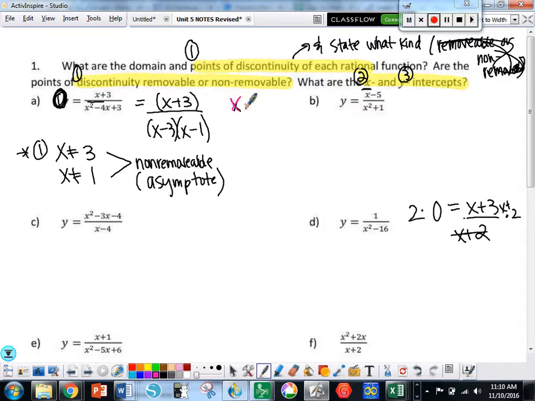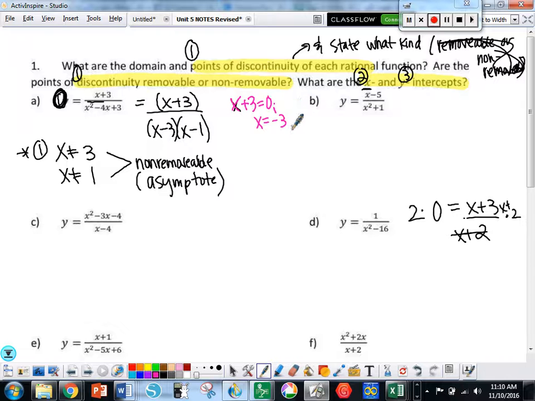x plus 3 equals 0, which is a much simpler equation to solve, right? What does x equal? Now, an intercept is not an x equals 3 line. That's a line. An intercept is a point. So how can I write this as a point?